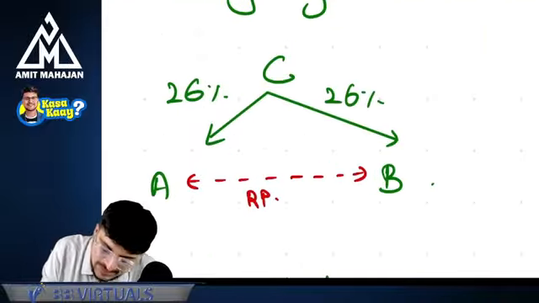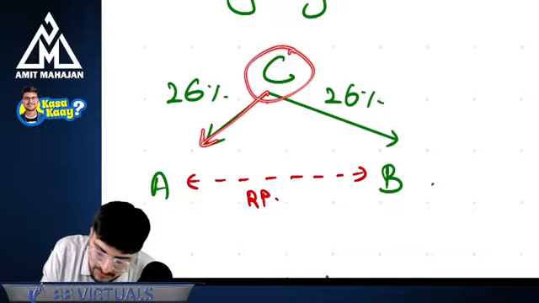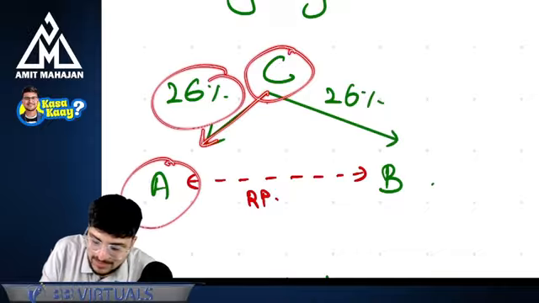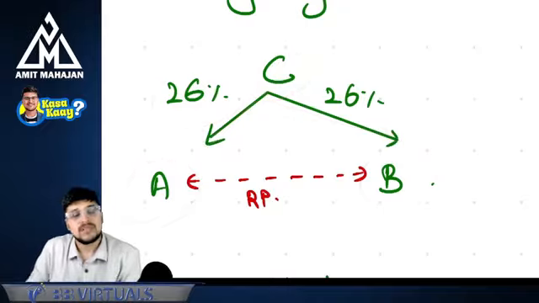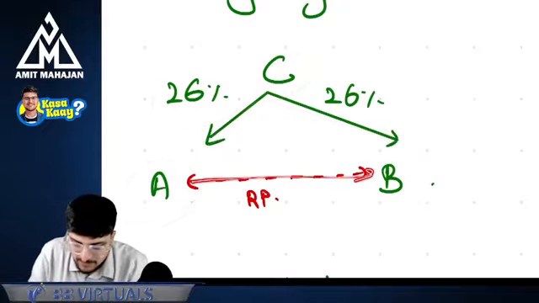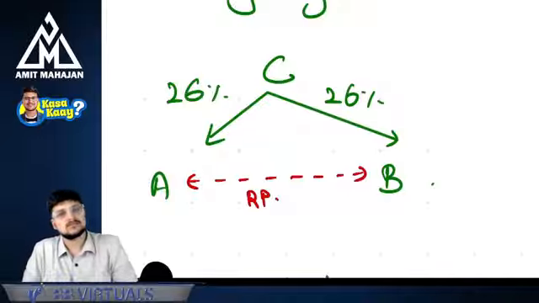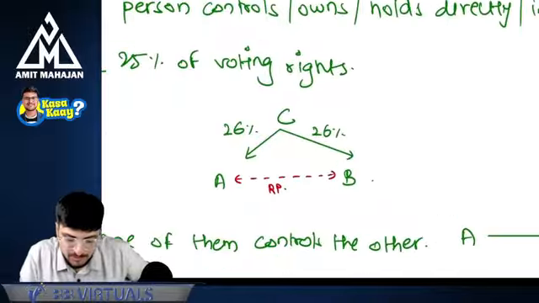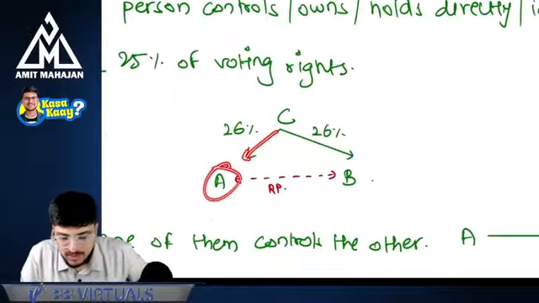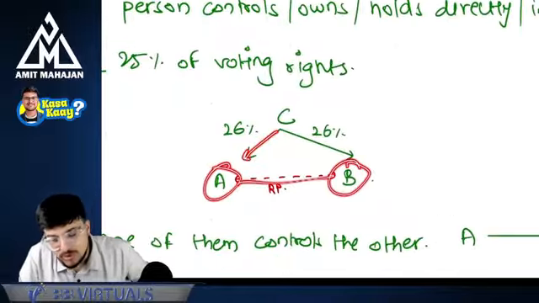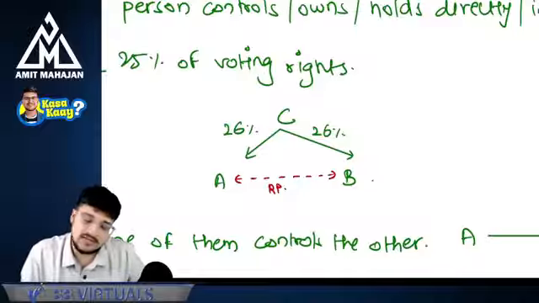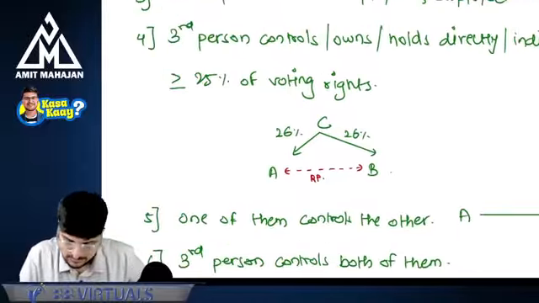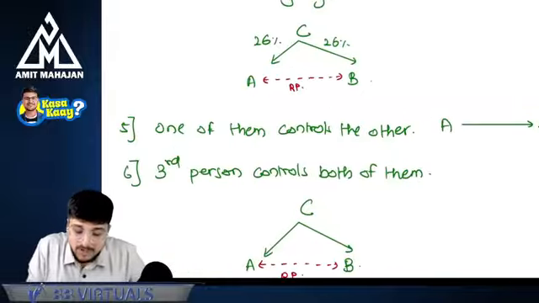Just look here. A is holding a minimum of 25% of one person, and C is holding a minimum of 25% of B. If this is happening, then A and B will be considered as related parties. Correct? Because the same person is holding more than 25% of two different persons, these two different persons will be considered as related persons.